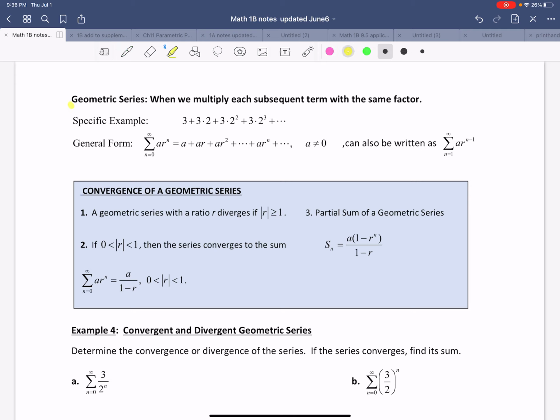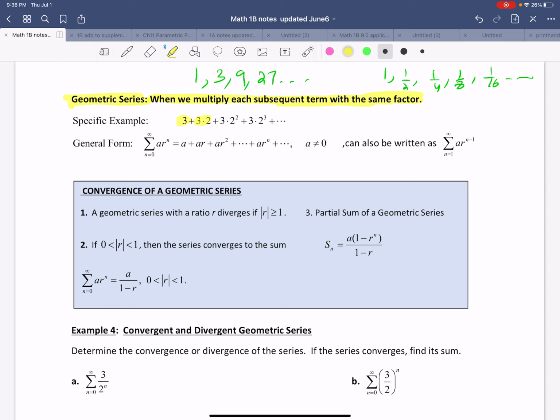So let's see first of all, what is a geometric series? Geometric series is when we multiply each subsequent term with the same factor. We could be multiplying with a 3 every time. So my term can be 1 and then multiply with 3, multiply with 3, multiply with 3, and so on. Or we could be multiplying with 1/2, which means your terms are going to be getting smaller and smaller. So if you're multiplying with 1/2, my terms will be 1, 1/2, 1/4, 1/8, 1/16, and so on.